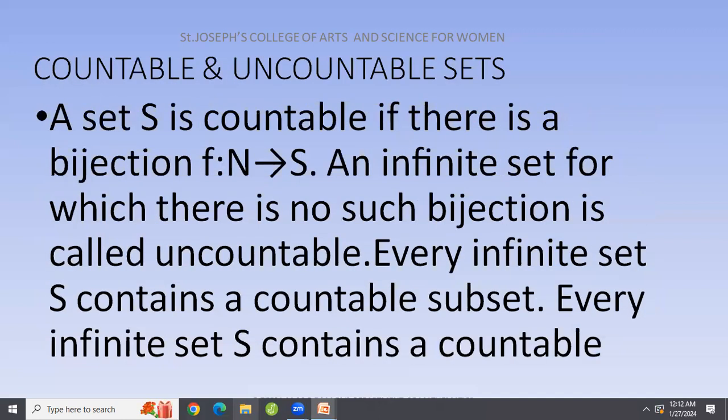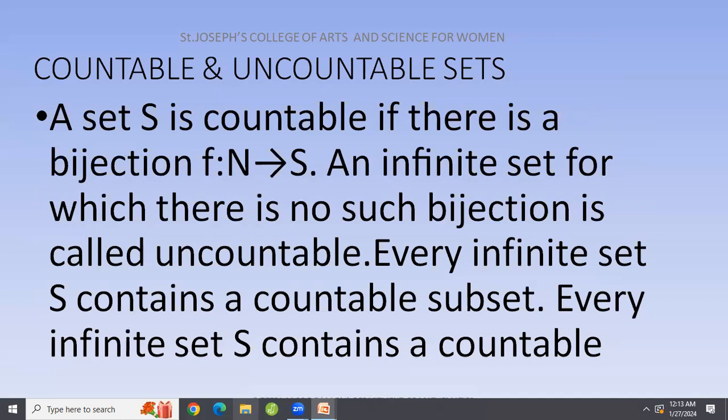Next one is countable and uncountable sets. A set S is countable if there is a bijection, that is, it should satisfy the one-one and onto condition. If there is no such bijection with the natural numbers, the infinite set is called uncountable. If there is no one-one and onto mapping, we can say that it is uncountable.